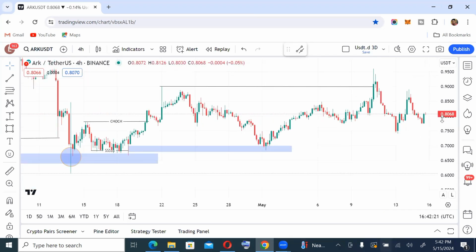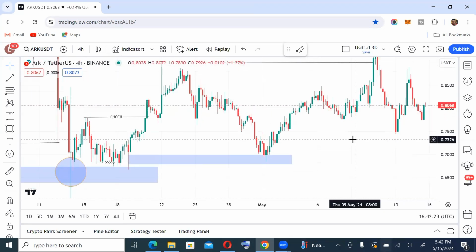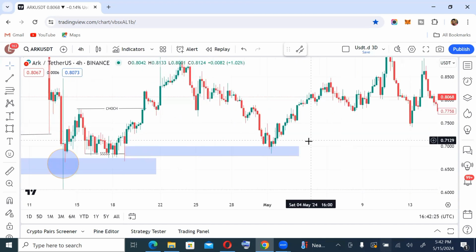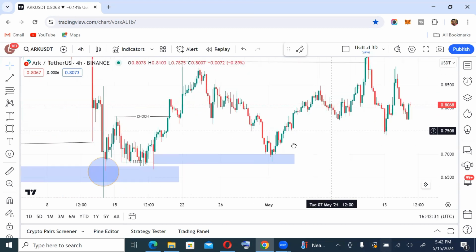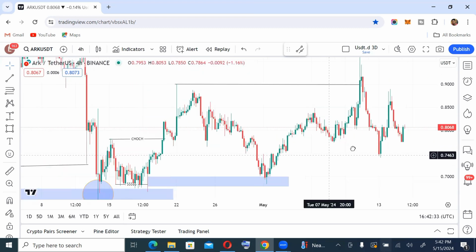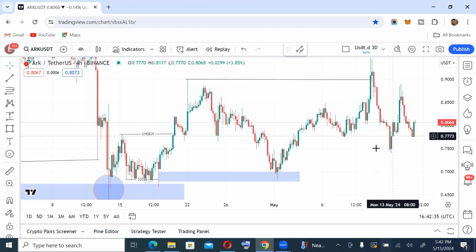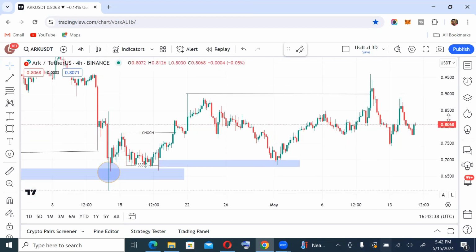So at this point now, what do we do? We're expecting price to come down to this level, right? So we want to know if price has already come back to our demand zone. So we'll pull out our fib.